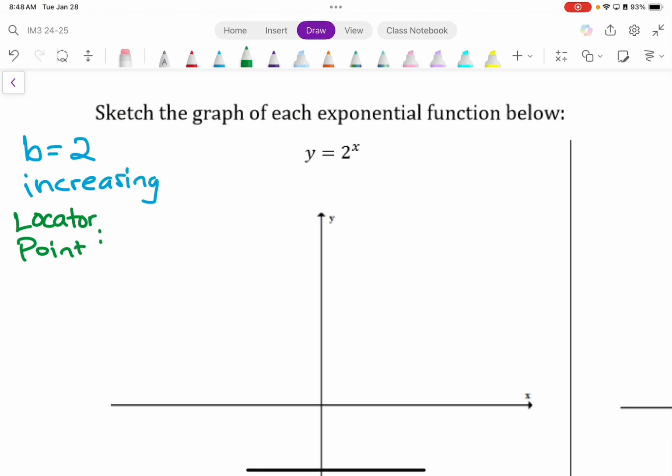We talked about this property. Anything to the 0 is equal to what? 1. Right? Anything to the 0 is equal to 1. Well, guess what? If it's anything to the 0 equal to 1, then it doesn't matter what my base is. It is always going to go to the same point. So my locator point will be the point 0, 1.